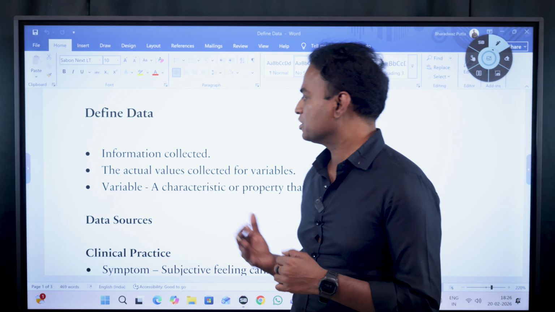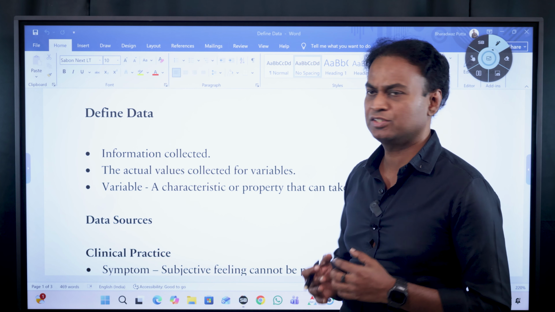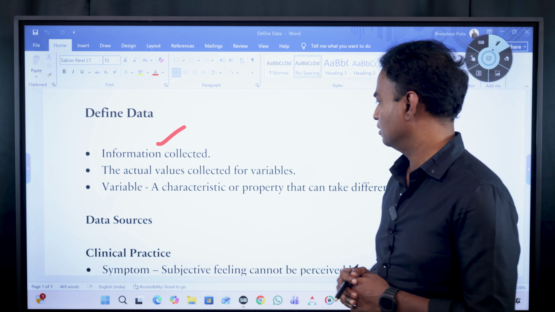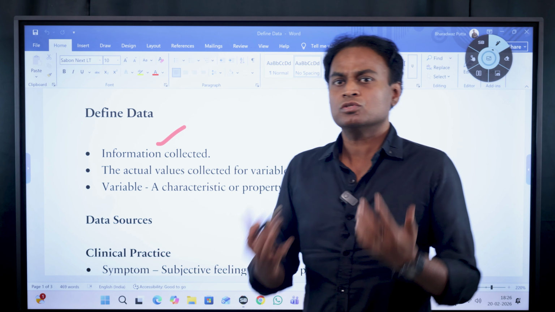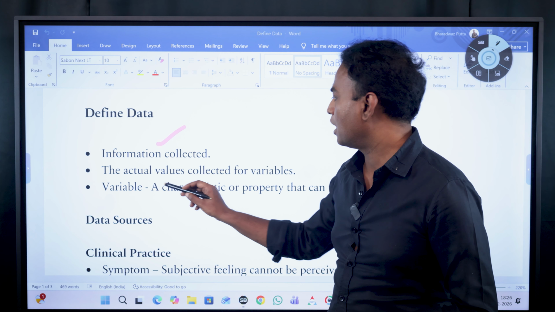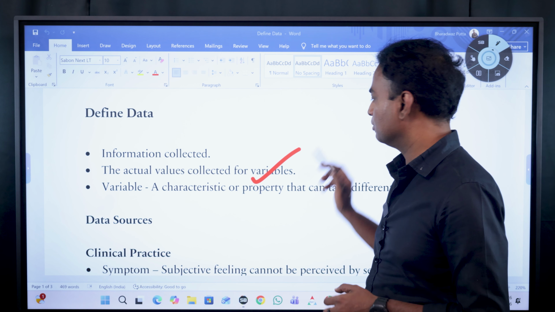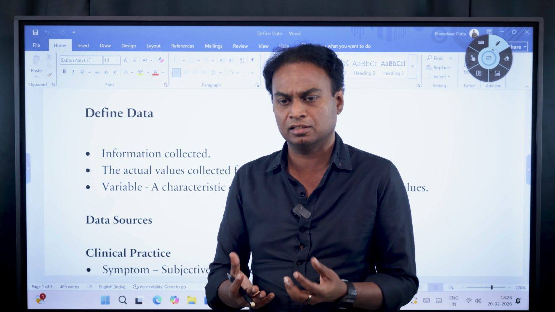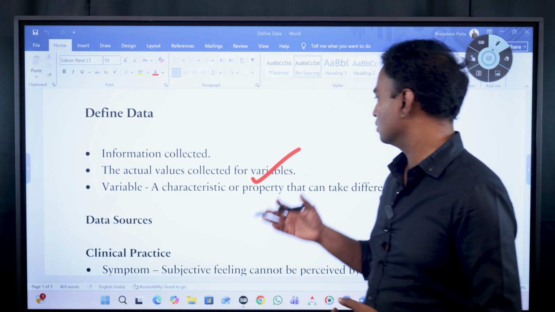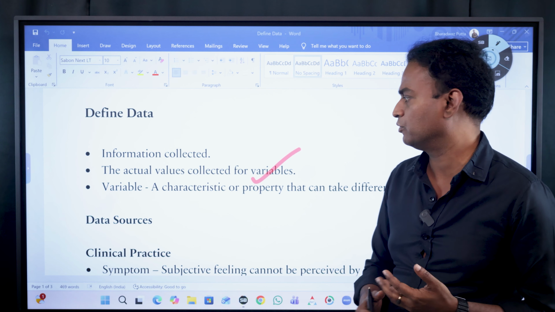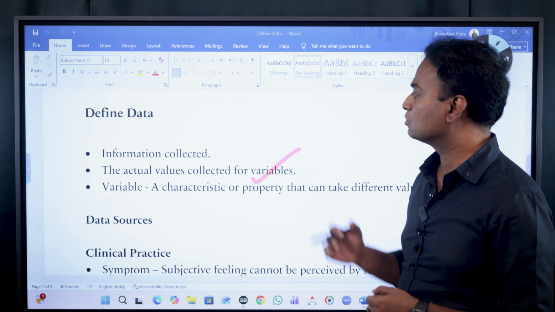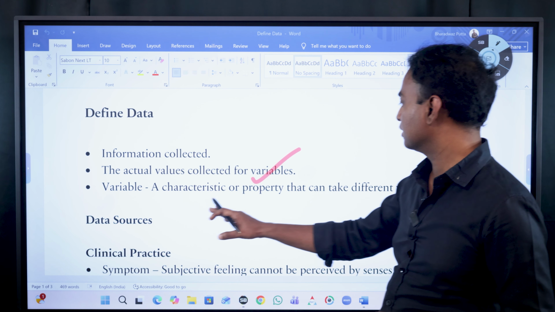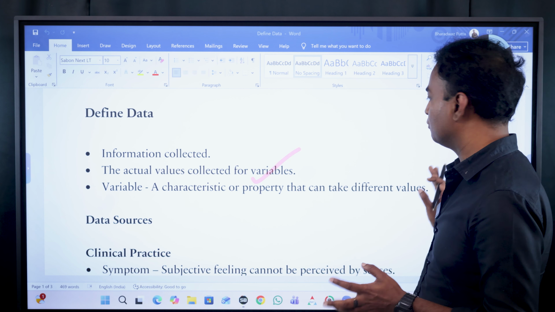So what is data? Data is information. Any kind of information collected is data. And more scientifically, data is actual values collected for a variable. If you are collecting any information for a particular variable, that is also known as data. Then what is a variable? A variable is a characteristic or property that can have different values.